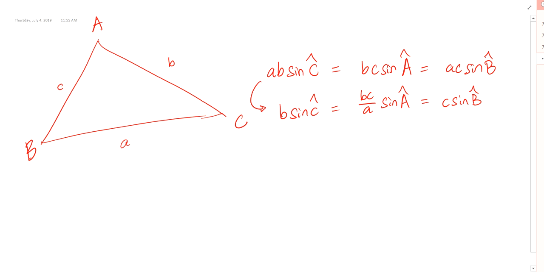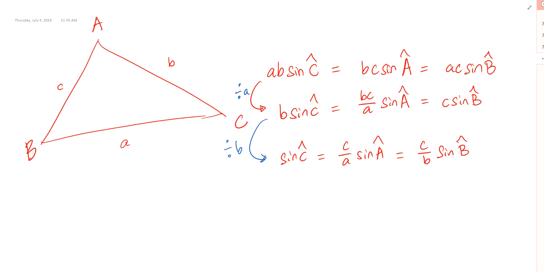So from here to here, I divided by a. Now I'm going to try and divide by b. So what do I have for the first one? Sine C equals sine A equals c over b sine B. So far okay? So I divided by a, I divided by b. What do you think I want to divide by? Yeah, I want to divide by c this time.